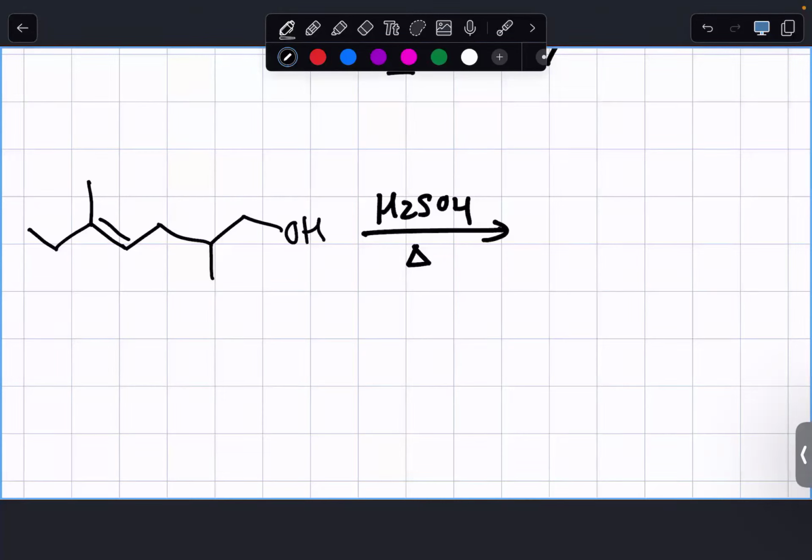When there's a dehydration, temperature was specified, and we only had alcohol there. If this was a primary one, then you know how in Williamson, it just attacks itself to make the symmetrical ether. But if we have an alkene, the alkene is going to be more basic than the alcohol. So the acid here is going to protonate the alkene instead of the alcohol, right?